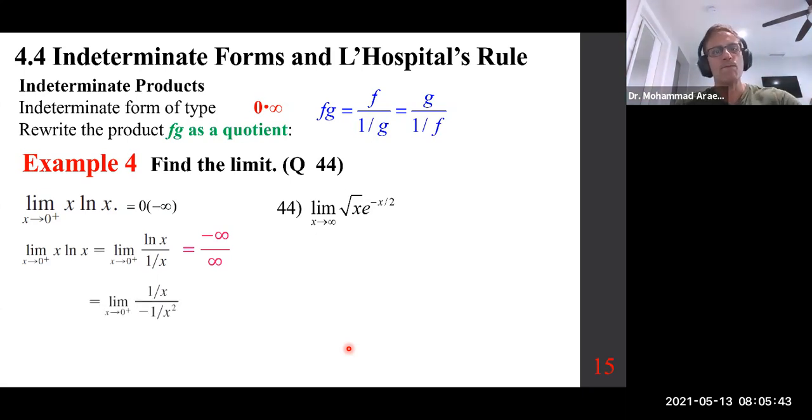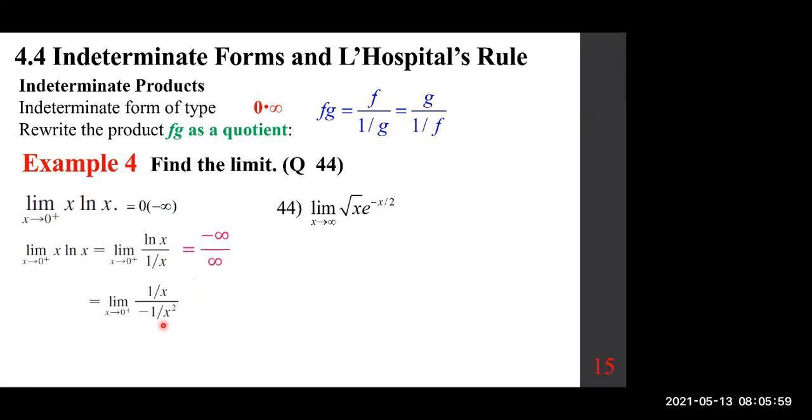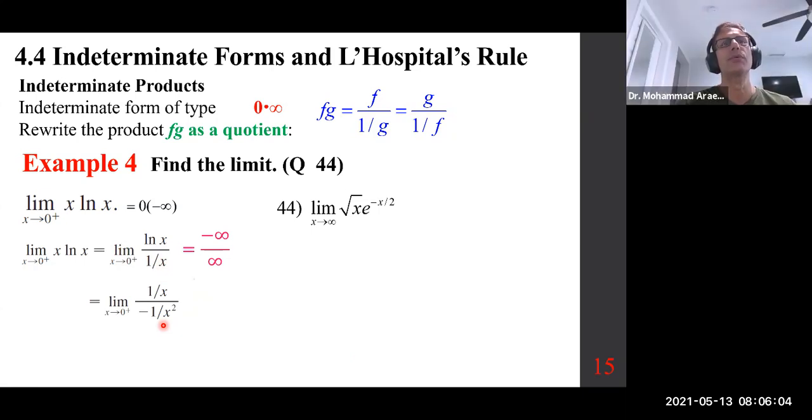Needless to say, if need be, class, you change 1 over x to x to the power of -1, and you do the math using the power rule. But I guess by now we, at the very least, are familiar with this. This expression, which is a complex fraction, simplifies to negative x, and the limit of that is therefore 0.